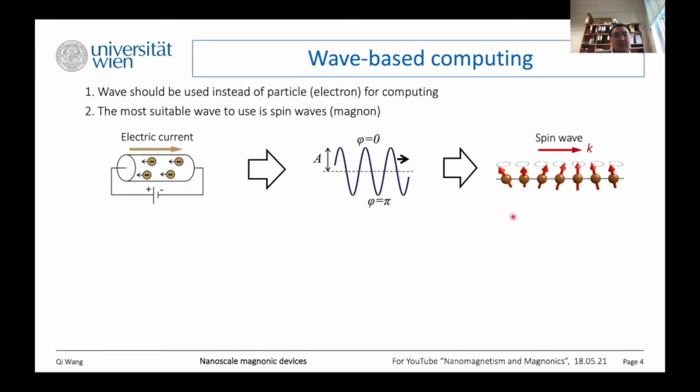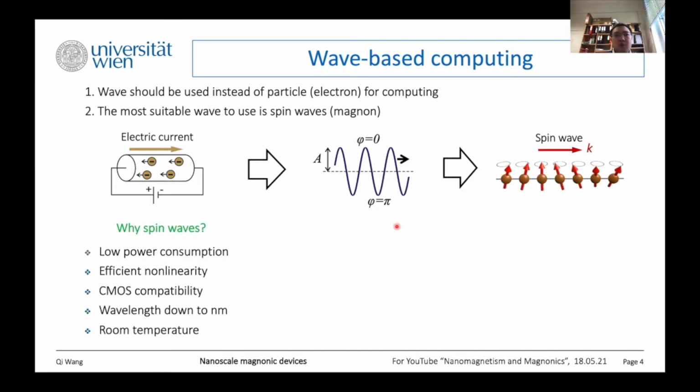As you all know, in the CMOS, the information is carried by electrons. So the electron only has one dimension, 1 or 0. But when we move to waves, we have two dimensions of freedom. One is amplitude and another one is phase. And we also can use the features of waves, like interference, to simplify the design of the logic gate.